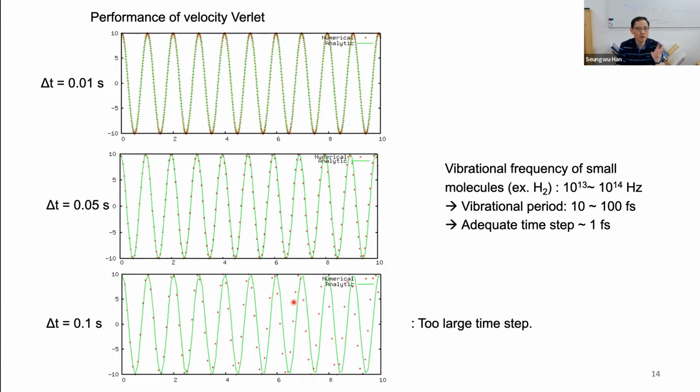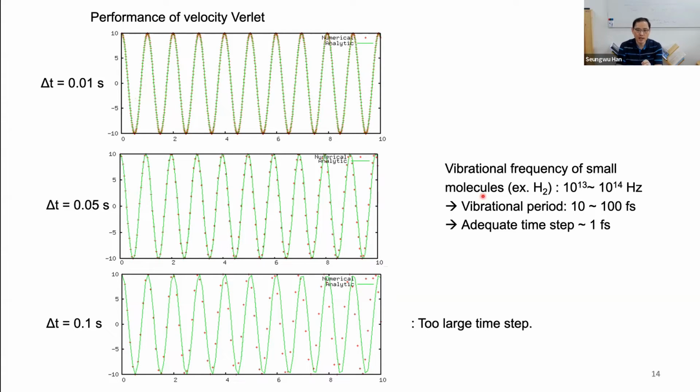But what we can learn from this example is that in order to describe one vibration reasonably, if one vibration consists of 1 second, then you need at least 10 or 20 time steps within that time interval, or one period.